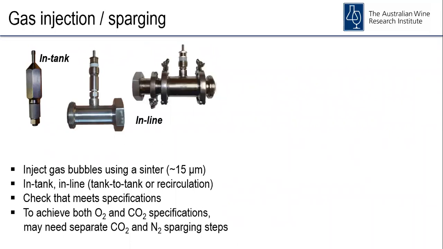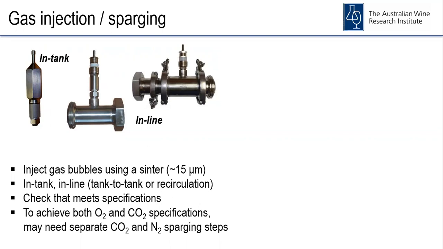Before I get into talking about adjusting dissolved gas levels with membrane contactors, I want to quickly review how wineries adjust dissolved gases at the moment and the basic mechanisms involved. When wineries want to adjust dissolved gas levels, they inject bubbles of gas, generally carbon dioxide or nitrogen. It's done via a sinter, typically with a porosity of around 15 microns. That sinter could be hanging in a tank or attached to a tank valve, or it could be in line with gas being injected as the wine is pumped between tanks or recirculated back into the same tank.